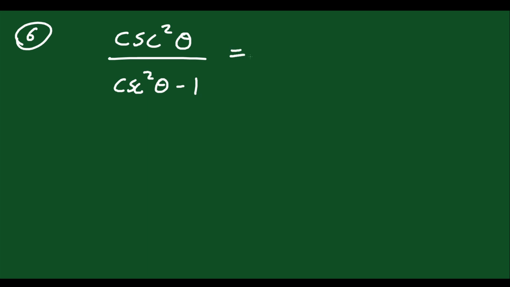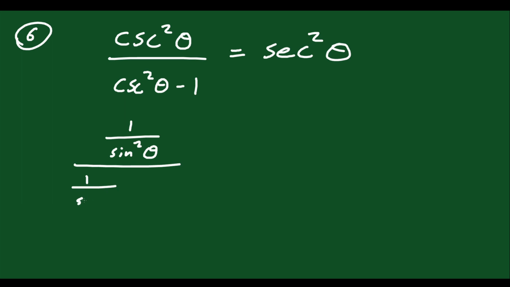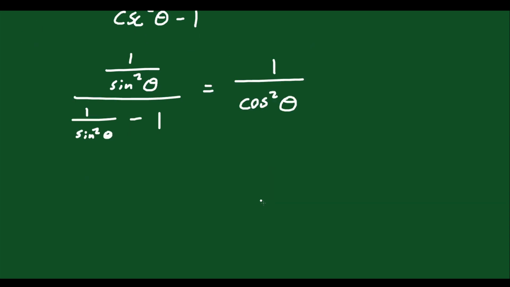Number 6, I have cosecant squared theta divided by cosecant squared theta minus 1 equals secant squared theta. Again, everything here, I'd like to turn into sines and cosines, so I'm going to do that before I even start. Cosecant squared theta is the same as 1 over sine squared theta. And then on the bottom you have 1 over sine squared theta minus 1. And that's equal to 1 over cos squared theta. That's really what we have here. And you might say, well, this just got a lot messier. This didn't really help. But let's take a look.